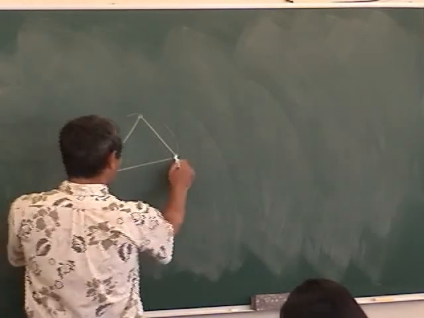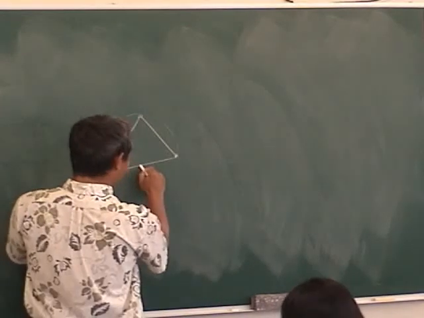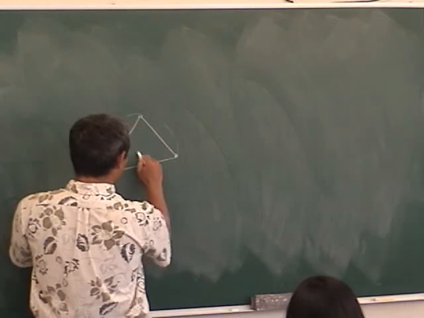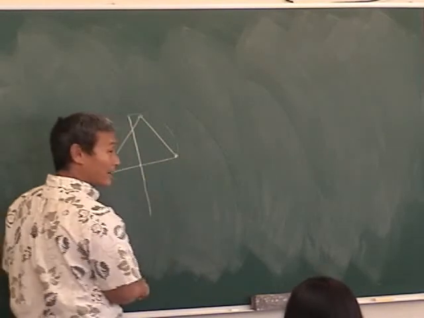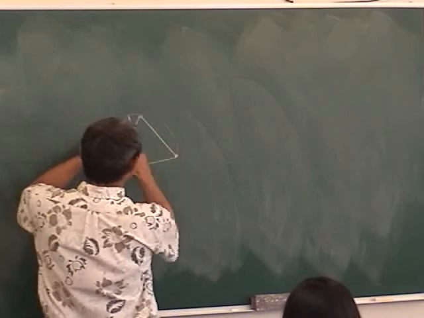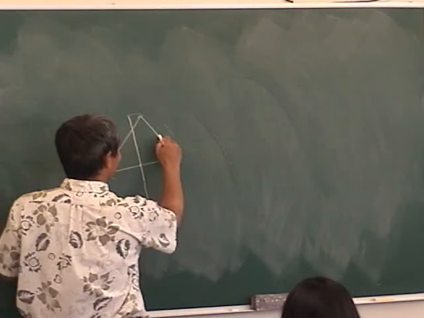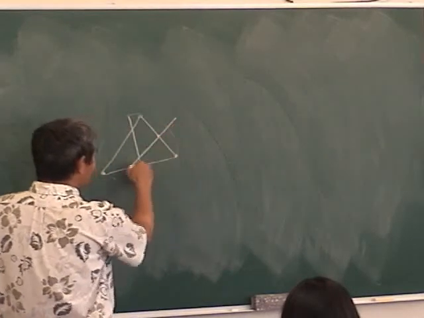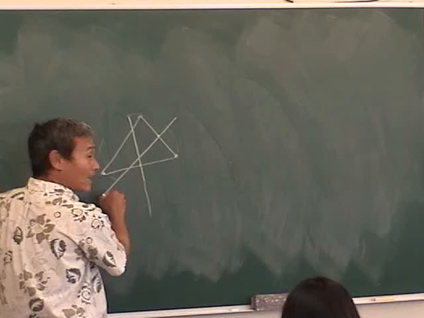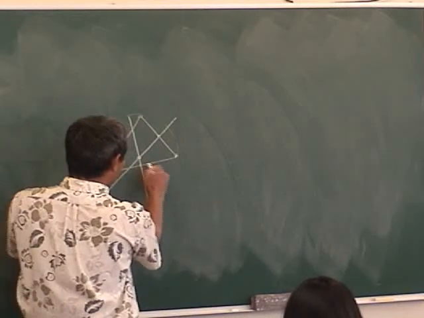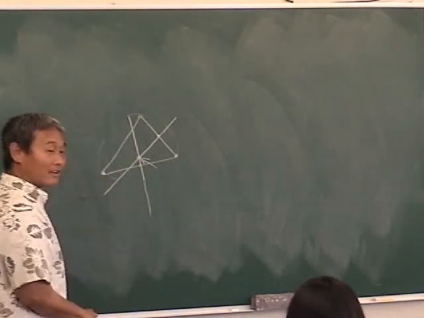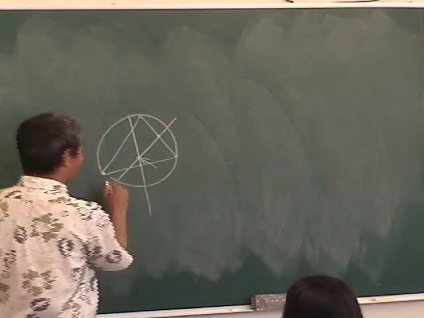So what you do is you find the midpoint of this side, and then you make the negative reciprocal slope, and you write the equation of this line. Then you pick either this side or that side, it doesn't matter. Find the midpoint, make the negative reciprocal slope, write the equation of that line. Where these two lines intersect, this is the circumcenter. That's the center of the circumscribed circle.